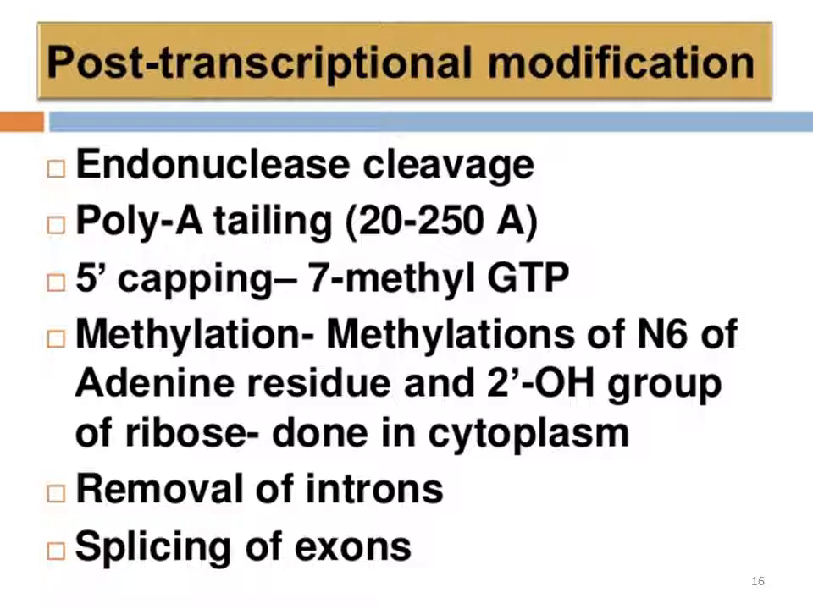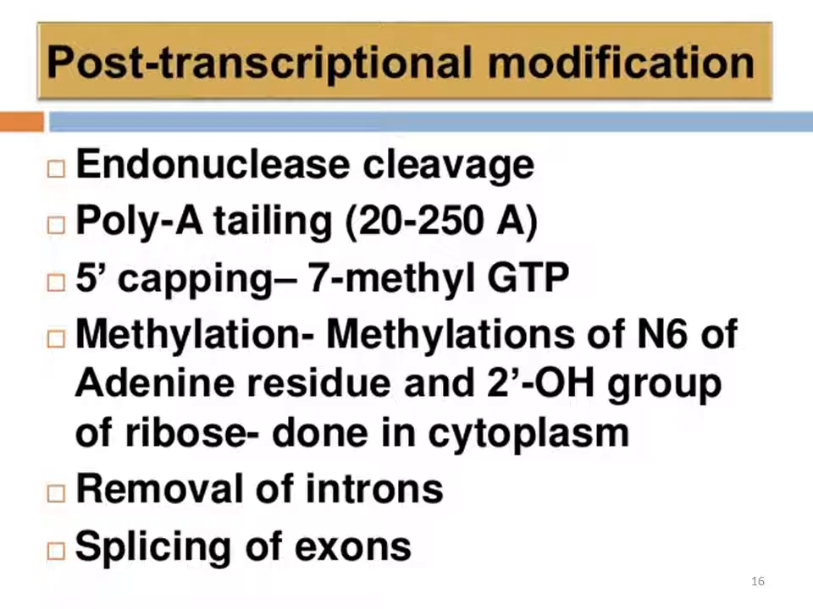The second thing that happens is the addition of the capping region. At the beginning of the RNA molecule, a special type of nucleotide is added, which is 7-methyl guanosine triphosphate. This region is added at the 5 end of the RNA molecule, and this process is known as capping. So capping and tailing are both very important for the newly synthesized RNA molecule.